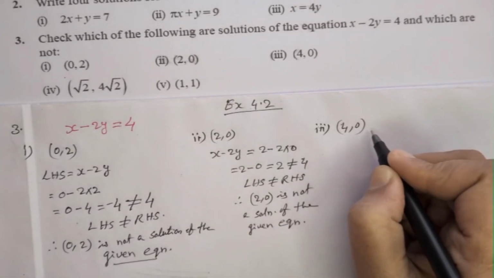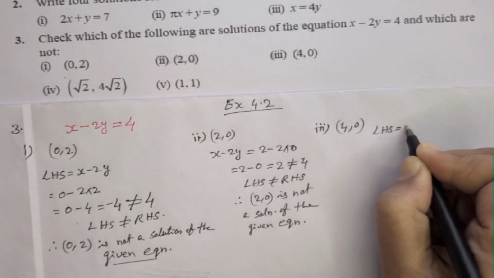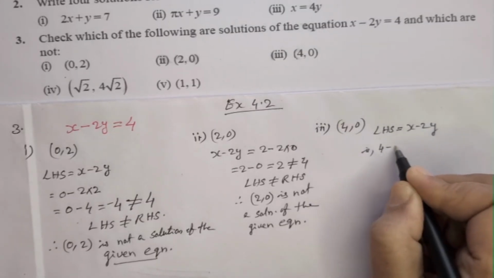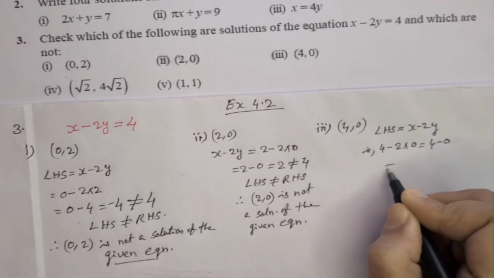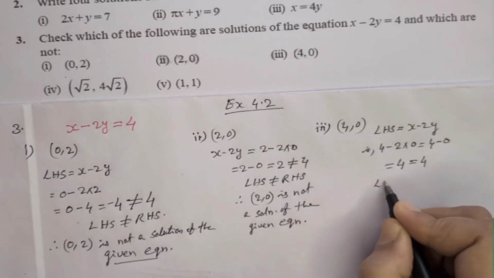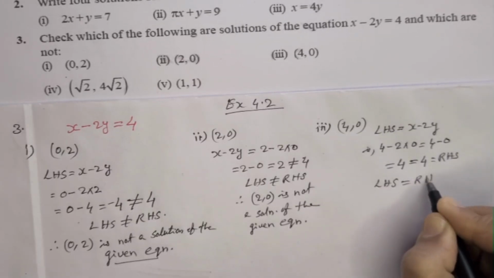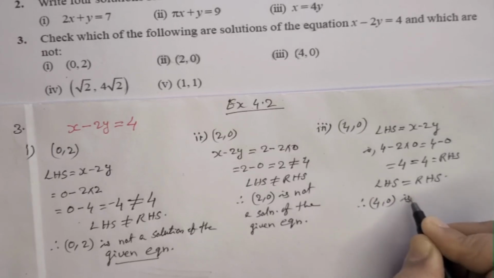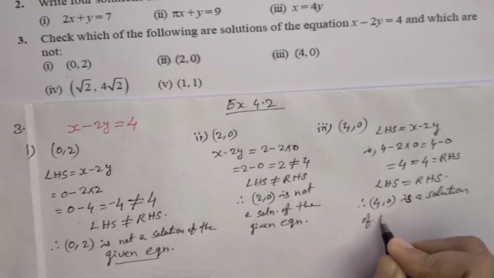Now next 4, 0. There also we can start with the LHS. LHS means x minus 2y. That is 4 minus 2 into 0 is equal to 4 minus 0, that is equal to 4, which is same as the right side answer 4. That means LHS is equal to same as RHS. So we can write 4, 0 is a solution of the given equation.